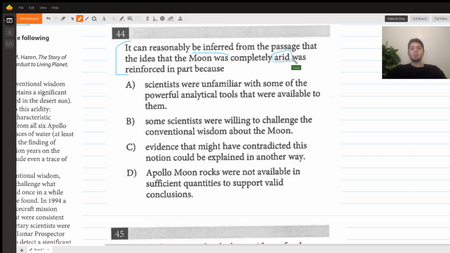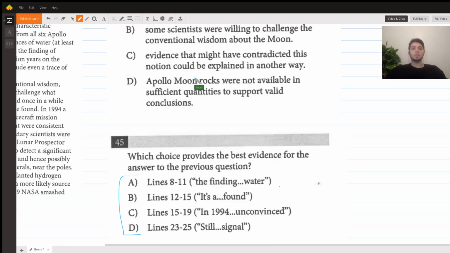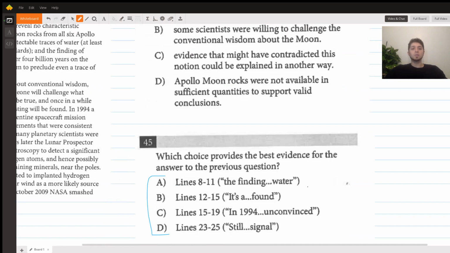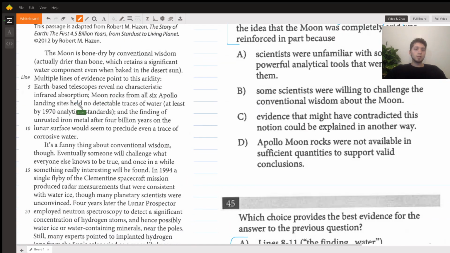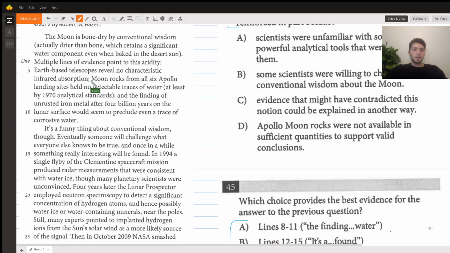So this belief that the moon was completely dry, why was it reinforced? In part because of something. So let's look for something that would reinforce that idea. 8 through 11 is right here. That says, "And the finding of unrusted iron metal after 4 billion years on the lunar surface would seem to preclude even a trace of corrosive water."